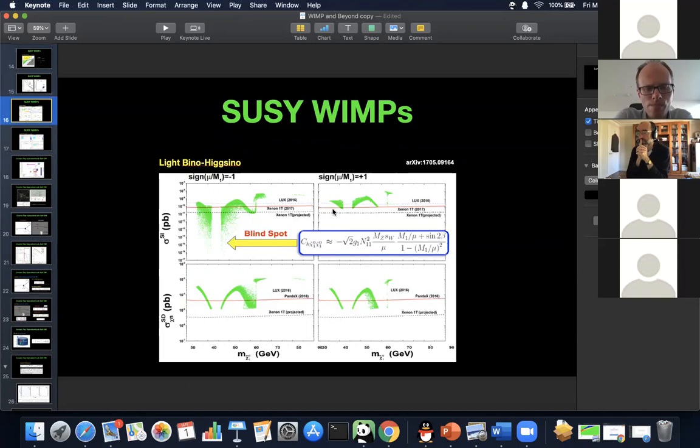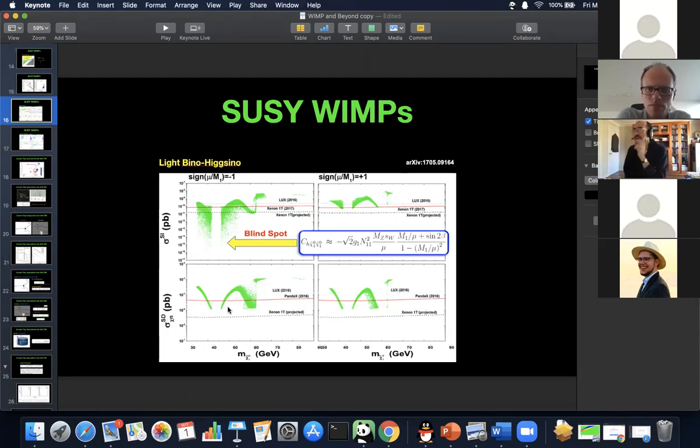But for the spin-dependent case, it is different. It is mediated by the Z boson, so the coupling will be changed. It will be different from here. The cancellation effects will disappear for the spin-dependent cross section. So you see those samples will go there, and these blind spots will disappear in the spin-dependent detections.